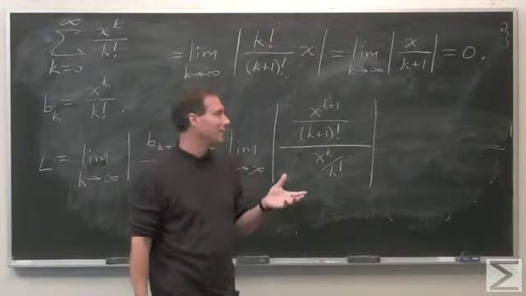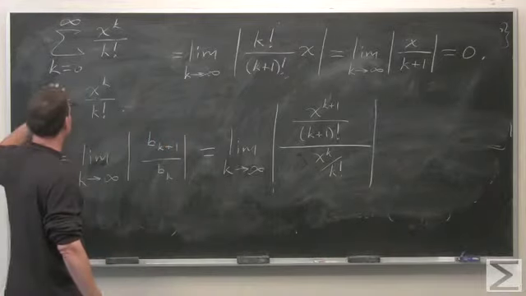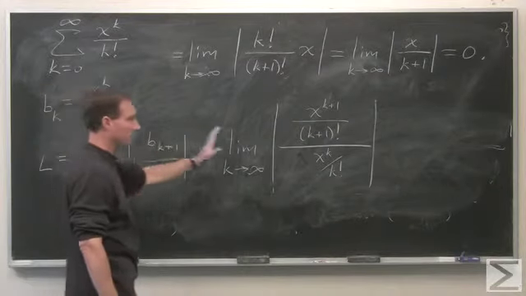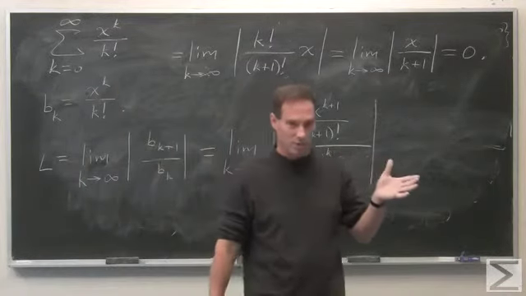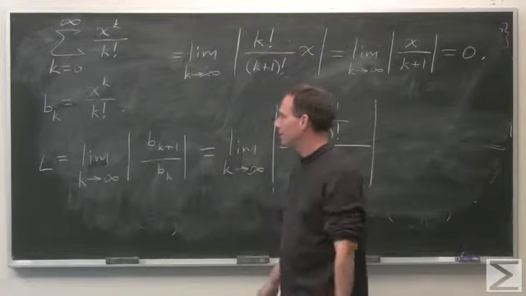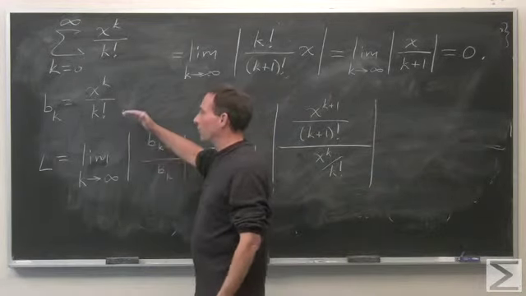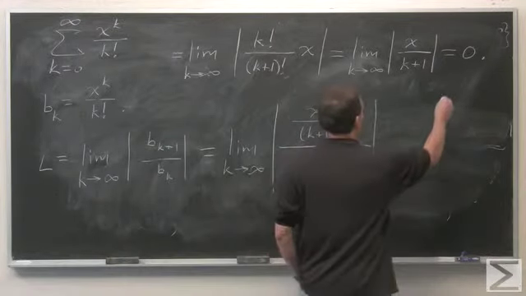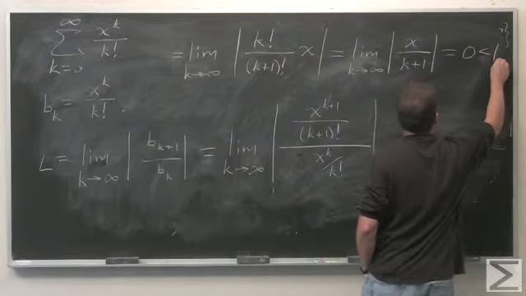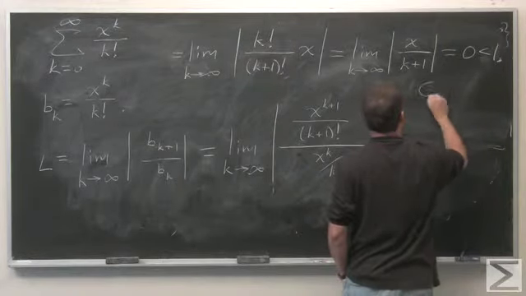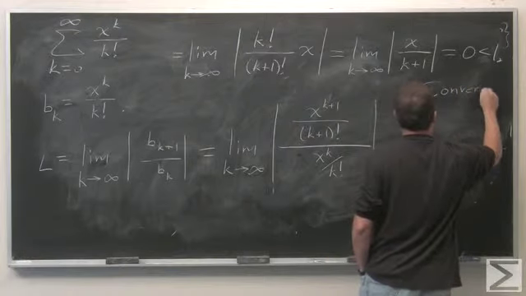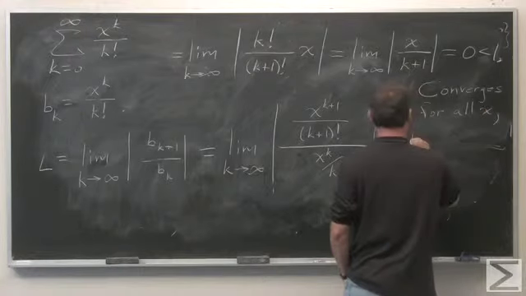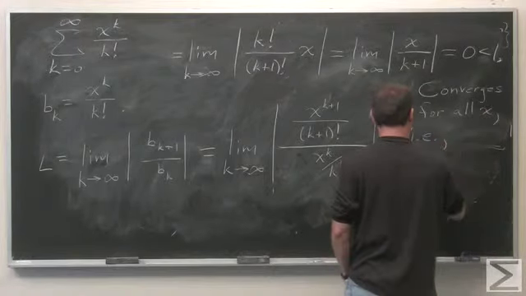But 0 is less than 1. And the ratio test tells us that the series with these as terms converges for any x such that this limit comes out less than 1. But 0 is less than 1. It's always less than 1. It doesn't matter what x is. So that means that this converges for all x. Right? So what's relevant is that 0 is less than 1. So this converges for all x. That's the same as saying the radius of convergence is infinity.